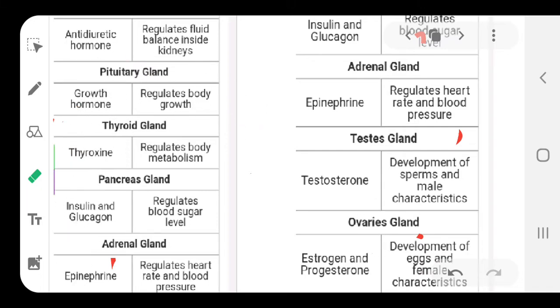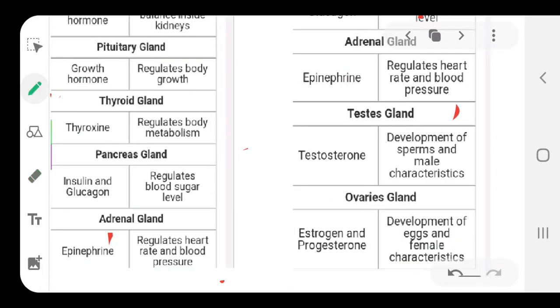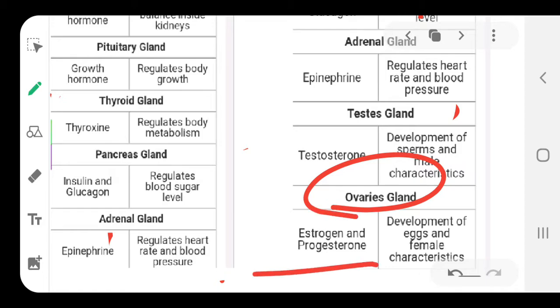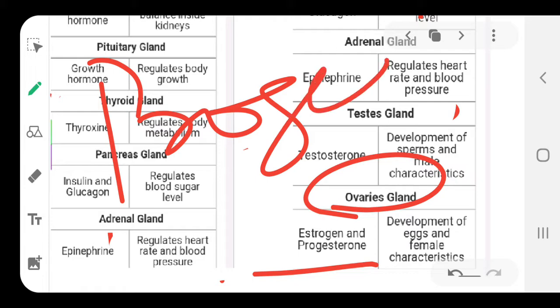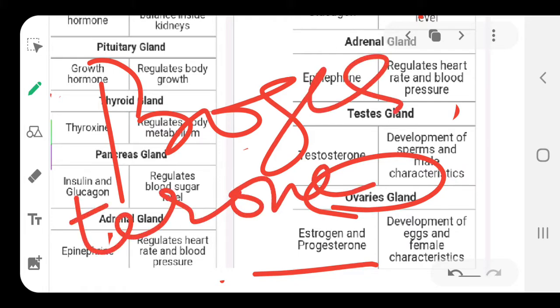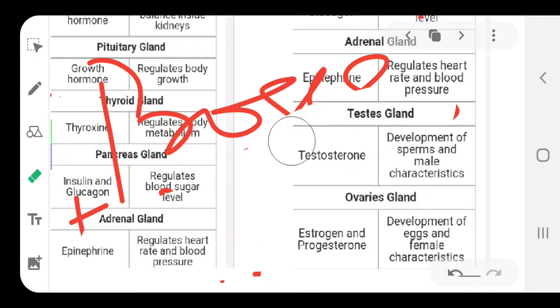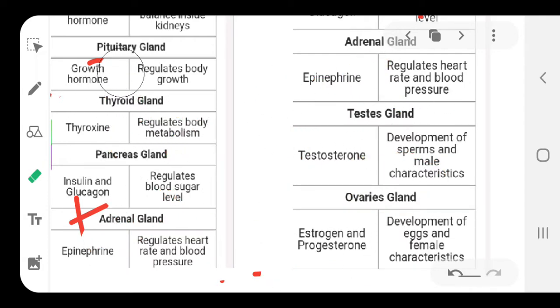And then of course the ovaries, and these ovaries produce these two hormones called estrogen, E-S-T-R-O-G-E-N, and progesterone. The progesterone, this again could be a new name for you. That helps in the development of eggs and other female characters and features. So please pause this and write down these secretions and their functions.